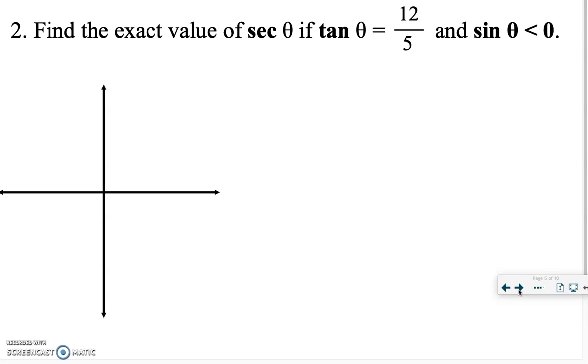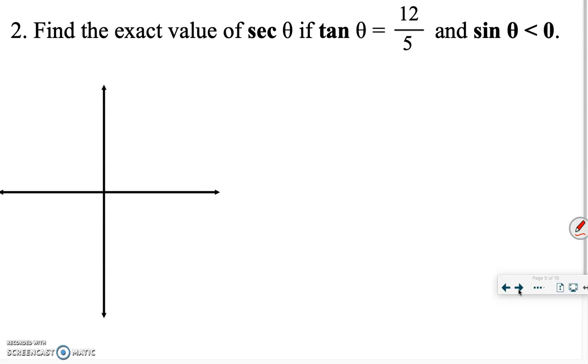All right, second problem here, or next problem, I should say. I think the numbering got a little off with where I put that graph. We want to find the exact value of secant, if the tangent of theta is equal to 12 fifths and the sine of theta is less than 0. So this problem now, the placement matters. Again, we've got to make sure that we put this in the correct location.